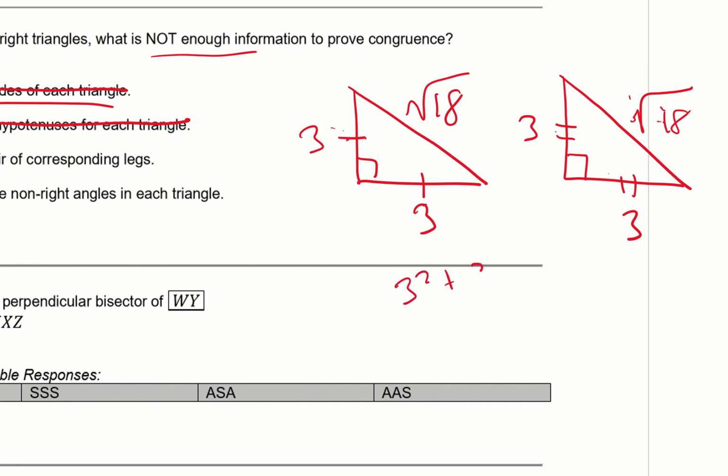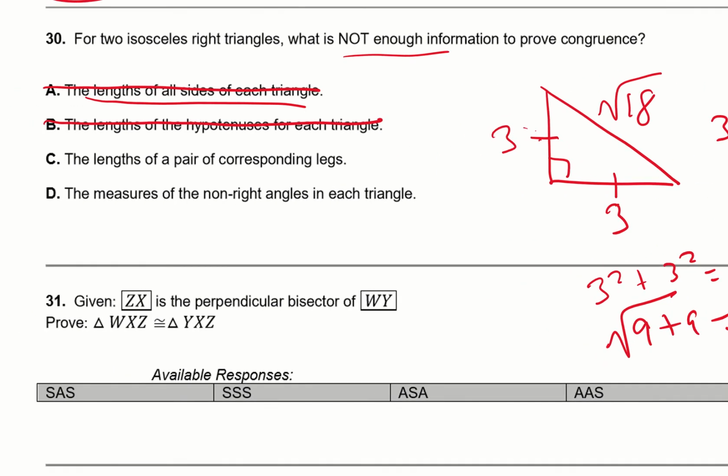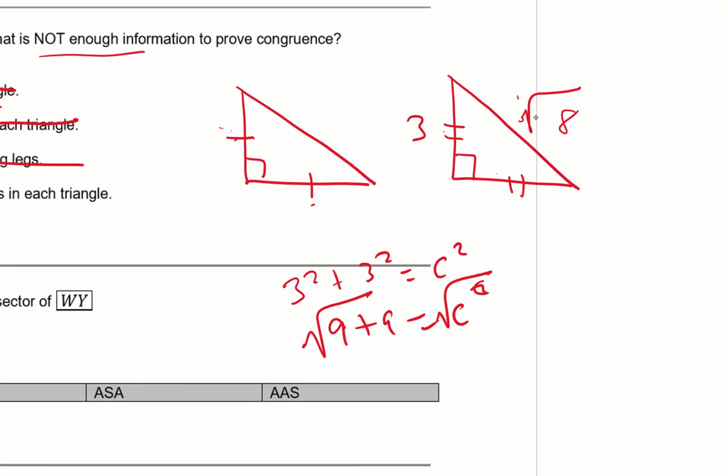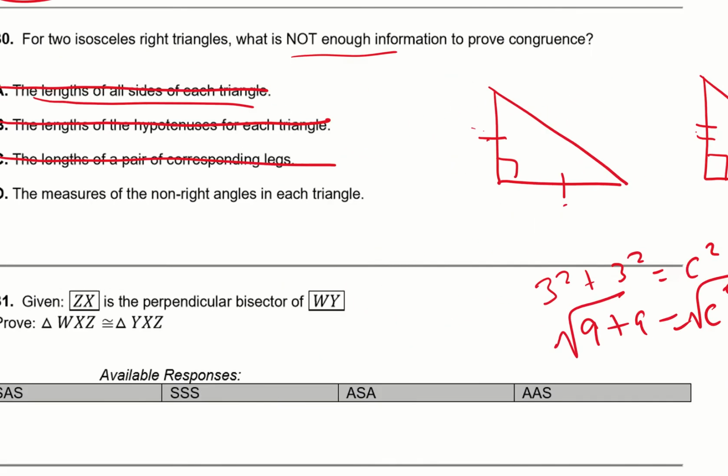And just to verify that, if you were to do 3 squared plus 3 squared, you would get 9 plus 9, which is c squared, and then the square root of 18 will give you the third side. So it can't be this one. So let's look at the last answer to see why it would be the correct answer.